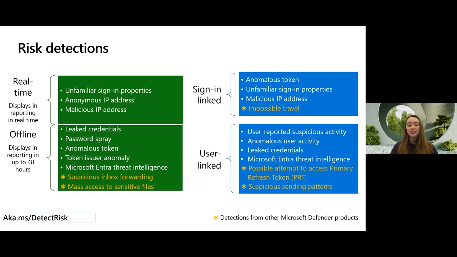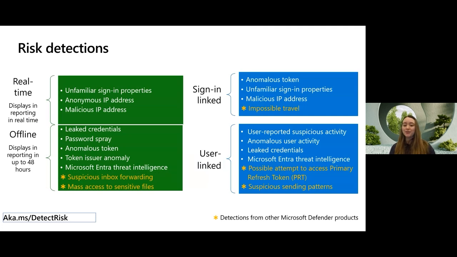And these ones with an asterisk here are things we're getting from our friends in Defender. So suspicious inbox forwarding, mass access to sensitive files, those are things we don't necessarily think a good user is going to be doing, and are signs that the user is compromised and a threat actor has access. And then these detections are also either linked to a sign-in or linked to a user. So that's sign-in risk or user risk.